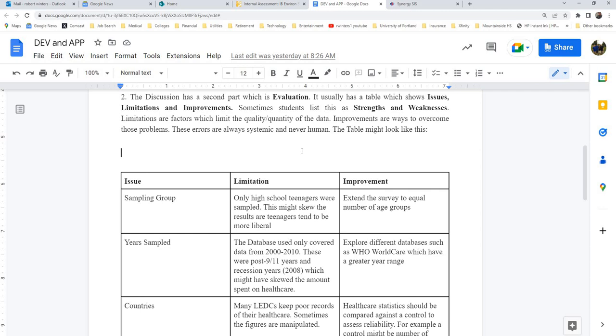So we want to do things where we would actually change the procedure that we did, not just do more of the same. And definitely don't have a limitation that disagrees with your hypothesis and your conclusion. So, for example, if I were to say that, yeah, everything worked out really great, my hypothesis was true, and next time I'm going to sample more students, I mean, well, why? Everything worked out great for you, right?